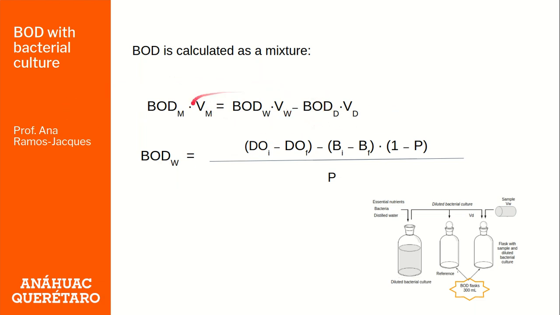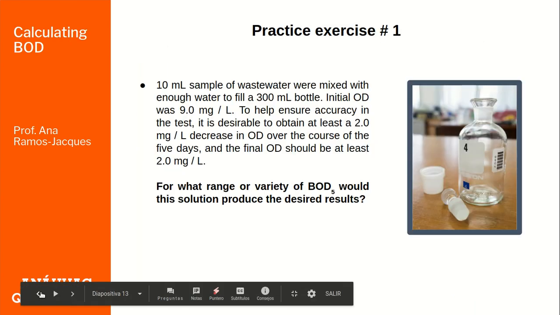Here, the value that is of our interest is the BOD of the wastewater sample, because we have an effluent from an industrial process, and we have to measure this BOD. So we have this same formula, but with the BOD of wastewater on one side of the equation. You can also substitute the formula that we saw before.